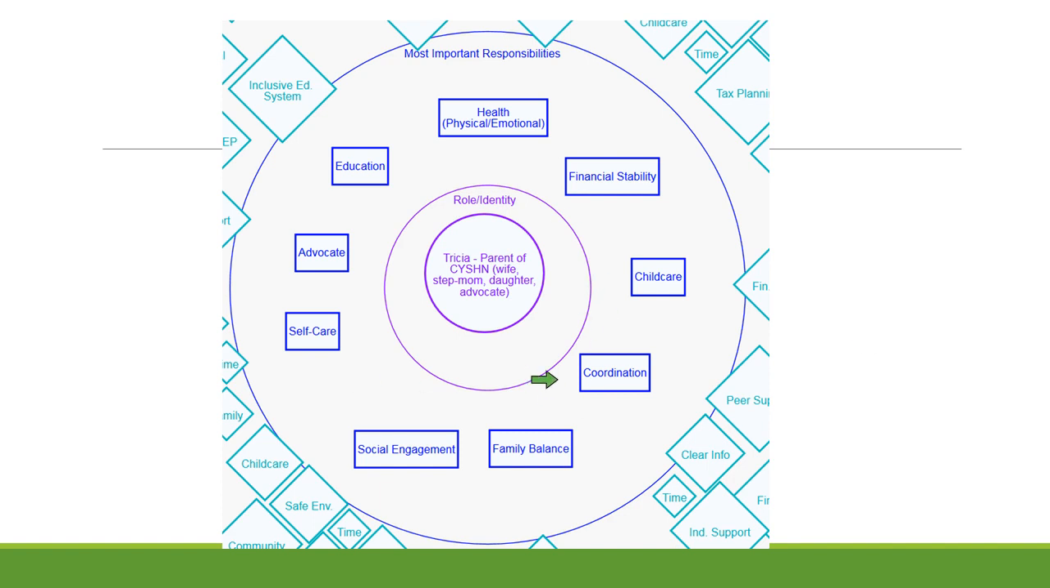The other one that I put on here is coordination. And you may ask, coordination of what? And I like to almost say coordination of all things known to humankind, because it seems like we are the ultimate care coordinators some days for our children. Family balance, Charlie's social engagement, self-care for mom, advocacy, and Charlie's education. So those are just some examples of what I felt my most important responsibilities for Charlie's care truly are.